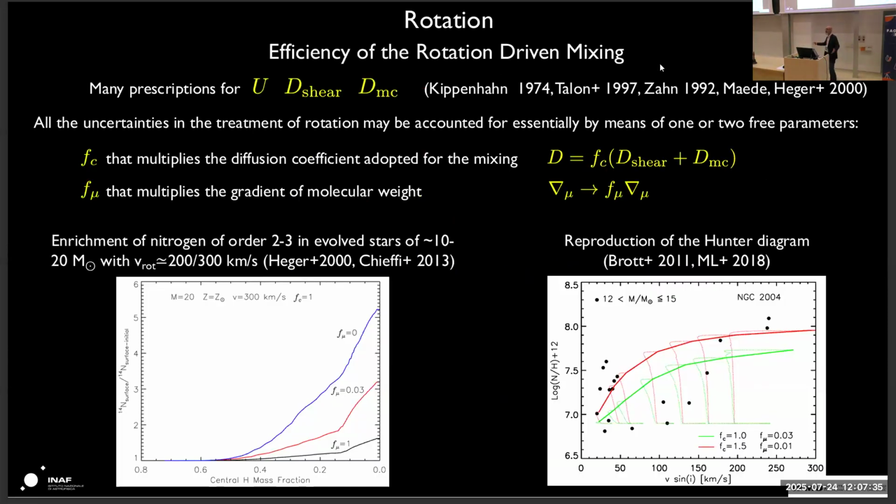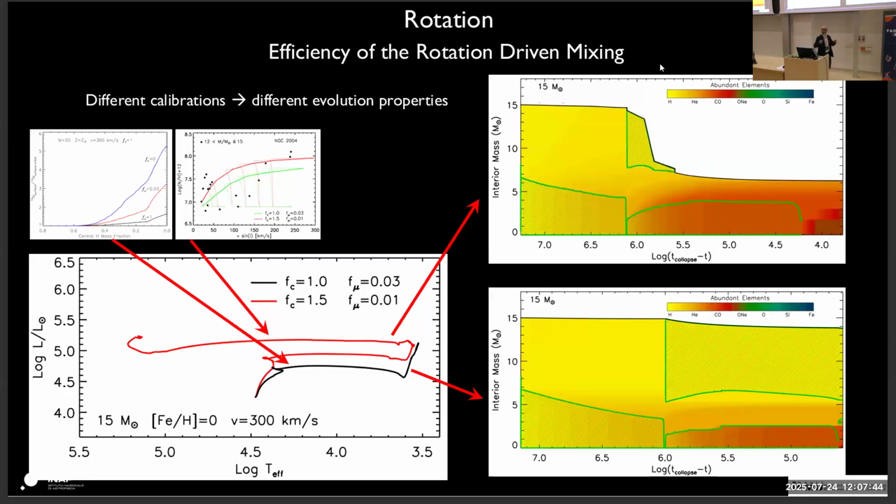We can calibrate the efficiency of mixing by means of different observations. The problem is that two different calibrations that provide a good reproduction of the observed data can give completely different results.